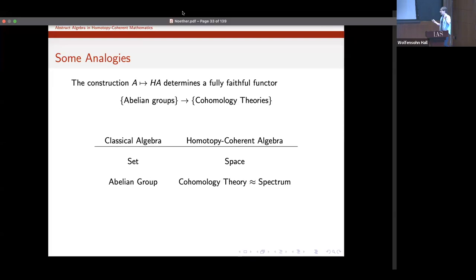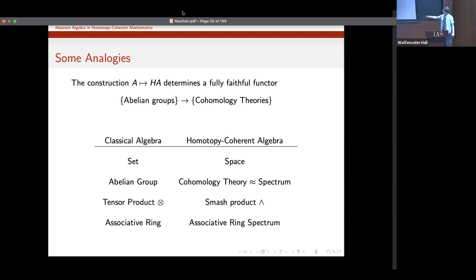And we're going to take seriously the idea that this world of cohomology theories is like the world of abelian groups. So in the world of abelian groups, there's an operation called the tensor product, and that has a counterpart in the world of cohomology theories, which is called the smash product. It's typically written with this wedge symbol. And once you can start talking about tensor products of abelian groups, you can talk about rings. So the notion of an associative ring has an analog in the world of cohomology theories called an associative ring spectrum, and a commutative ring has an analog called a commutative ring spectrum.